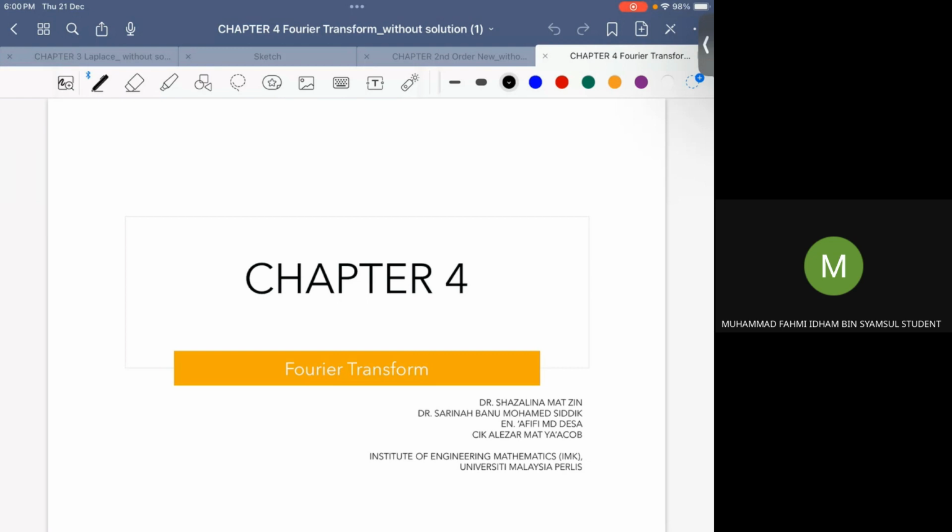Okay, Assalamualaikum warahmatullahi wabarakatuh and good evening. So for this class, we are going to learn new chapter 4, Fourier transformation. I think this chapter, only 2 weeks we will finish. By 2 weeks we will finish this chapter. So chapter number 4 is called Fourier transform.